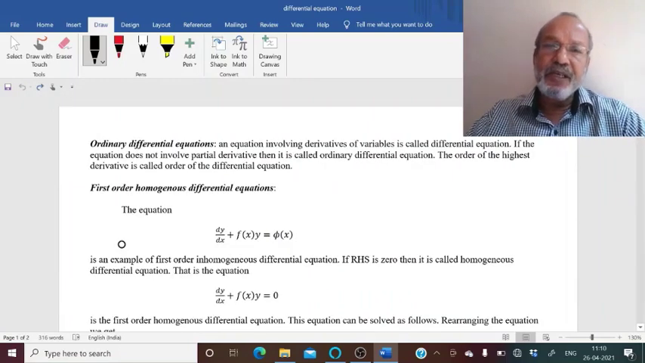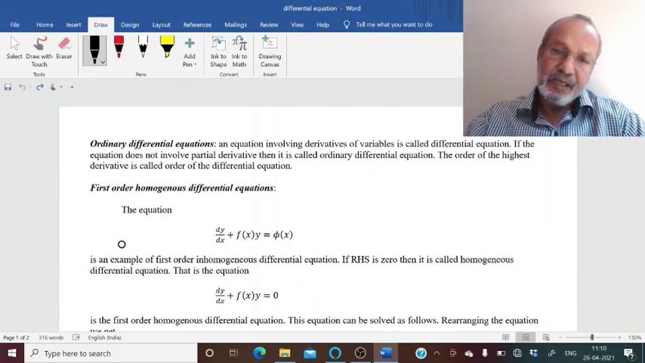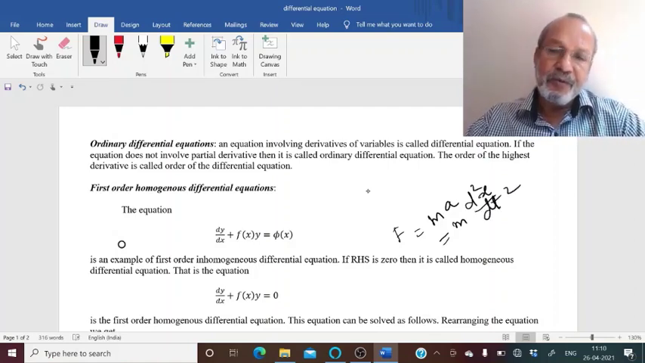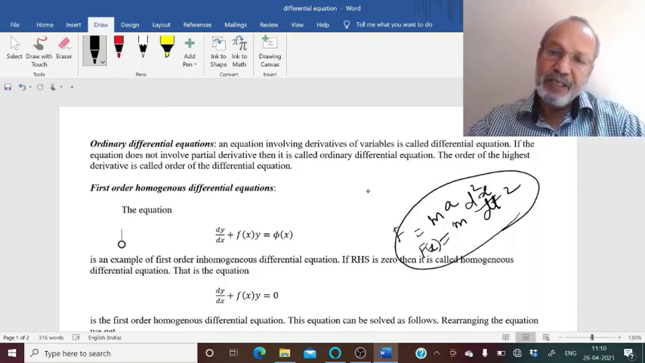Differential equations occur in many situations in physics. One of the most familiar examples is Newton's equation, F is equal to ma. In one dimension, the acceleration a can be written so that F is equal to m d square x by dt square. If you substitute for force, for example, where force may depend upon the position, this becomes a second order differential equation.